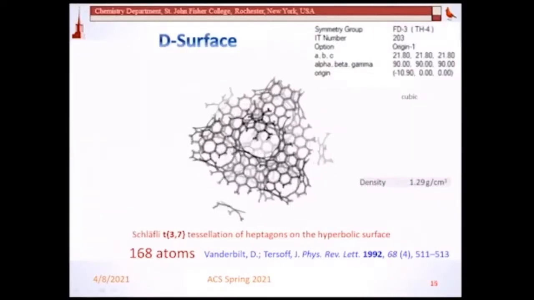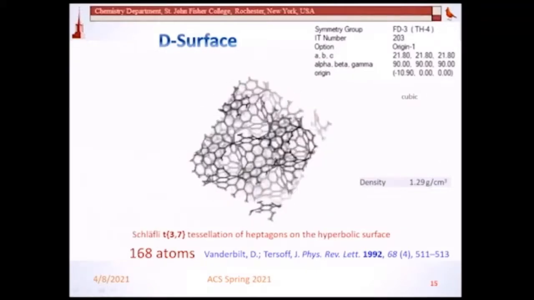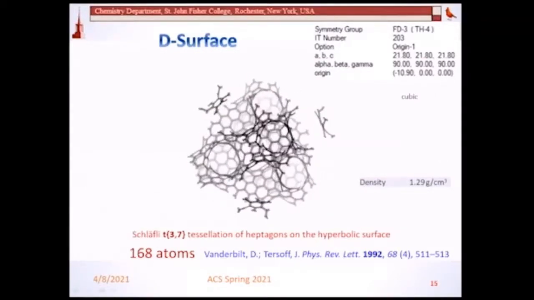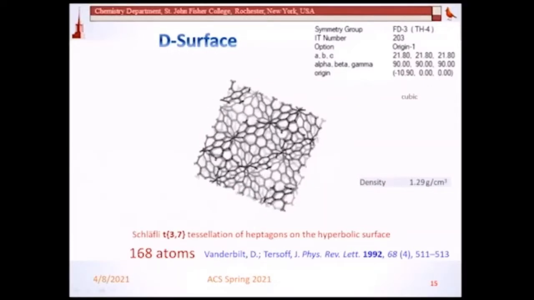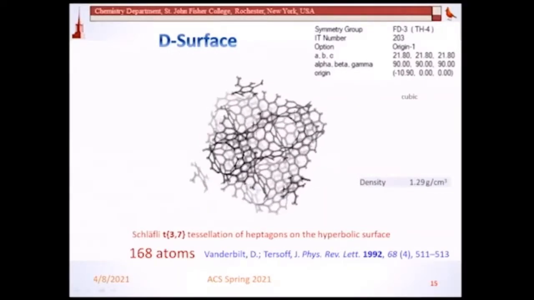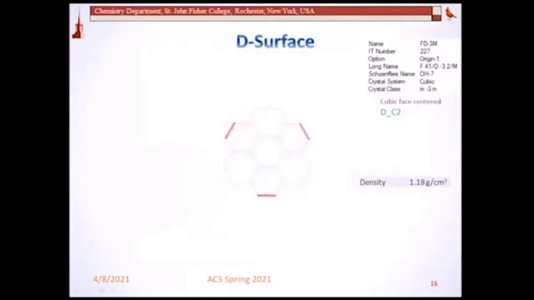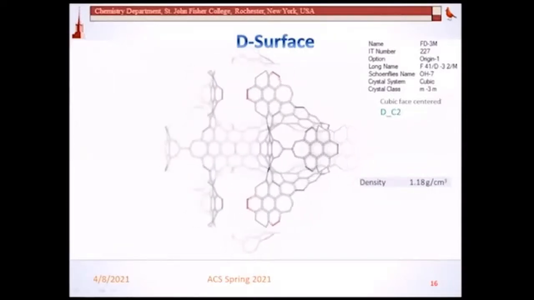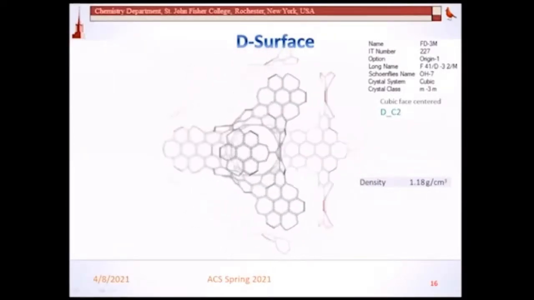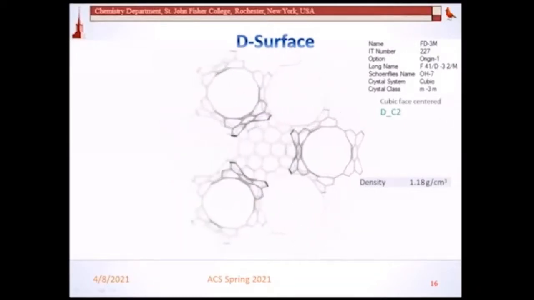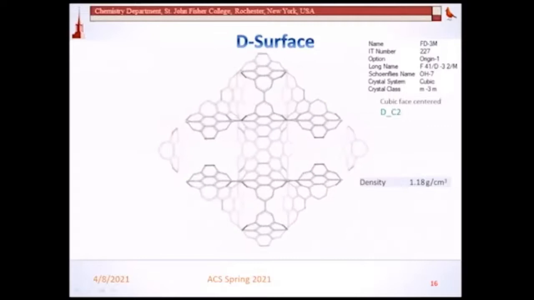And we constructed, okay, so these are the 4D units that combine and make this material highly symmetrical. The density we calculated is 129 grams per cubic centimeter. And we designed our own D surface, but of course, that's not a pure T37 tessellation. We added these atoms shown in red to preserve this hexagonal symmetry required for the cubic symmetry. So this is a cubic face-centered material. It actually has a higher symmetry than the one that was known.